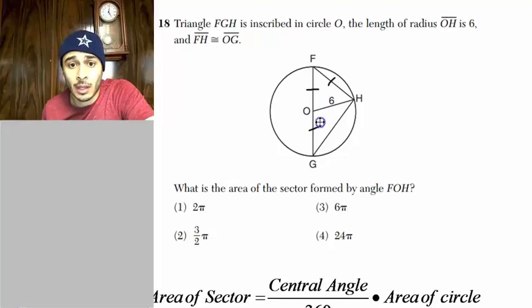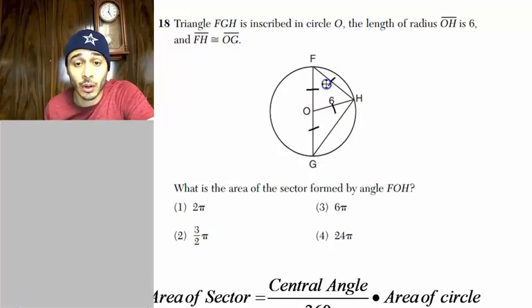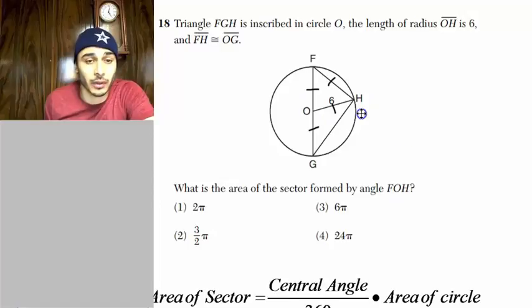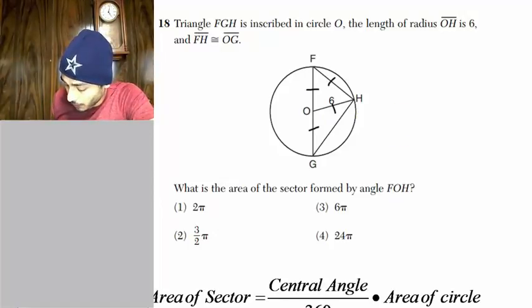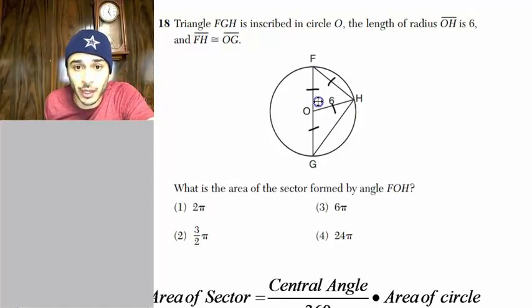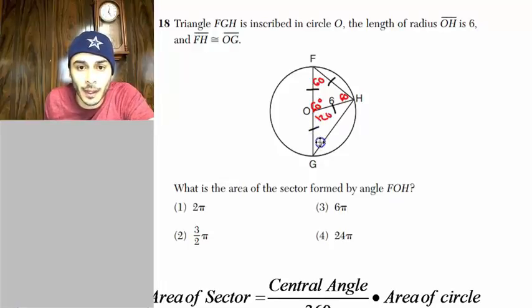And OF is also congruent to OH for the same reason. These are radii, right? OH is a radius, OG is a radius, OF is a radius. So all these line segments, except for GH, all of these line segments are congruent to each other. So then that would mean that this triangle here is equilateral, means all the angles here are 60. And then this one here would be 120. And then this would be 30, and then this would be 30.